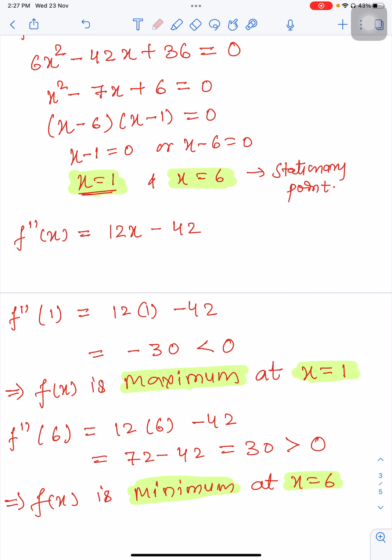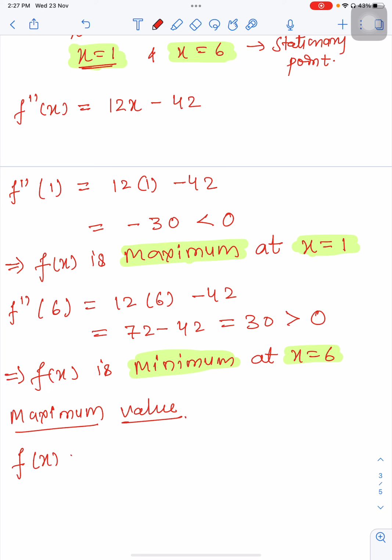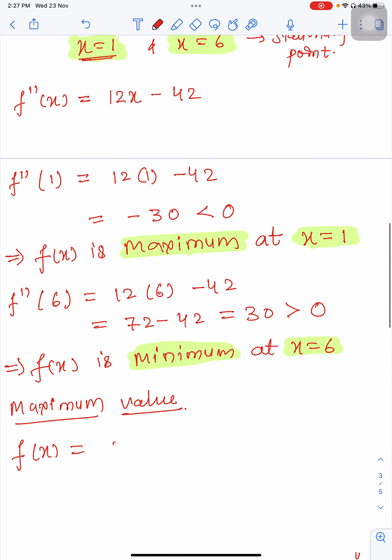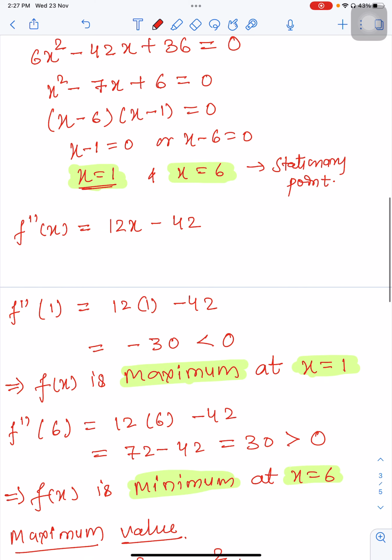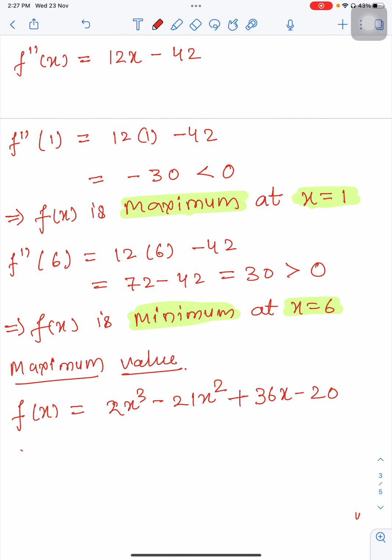To find maximum and minimum value, we will do what? Since we know that x is equals to 1 is your maximum point, so the maximum value will be what? We'll take help of f of x. F of x क्या था हमारा? 2x cube minus 21x square plus 36x minus 20. So this is the original function. हमें पता चला कि at x is equals to 1, this function is maximum. So we plug x as 1 to get the maximum value.